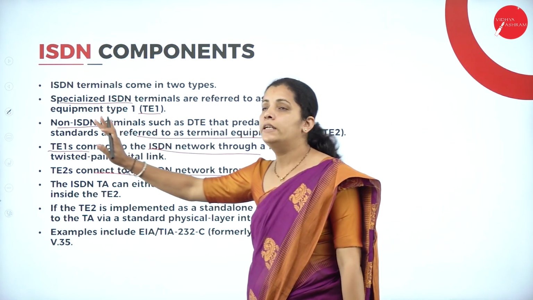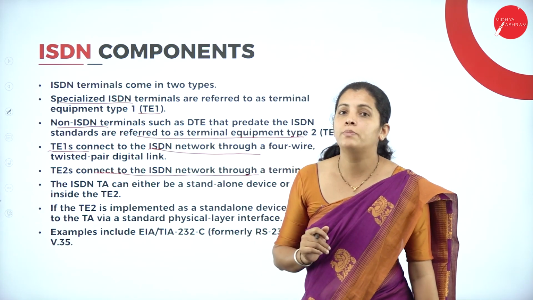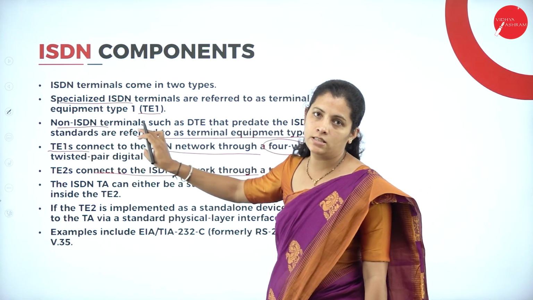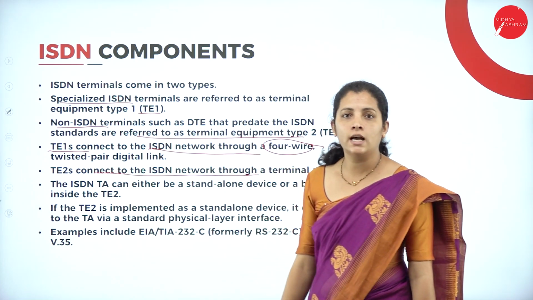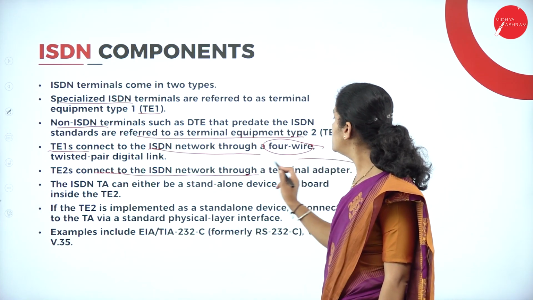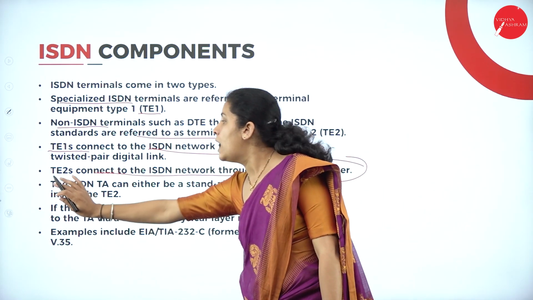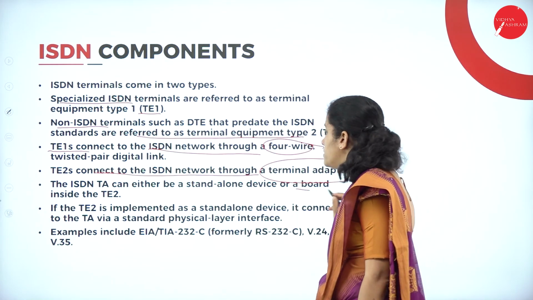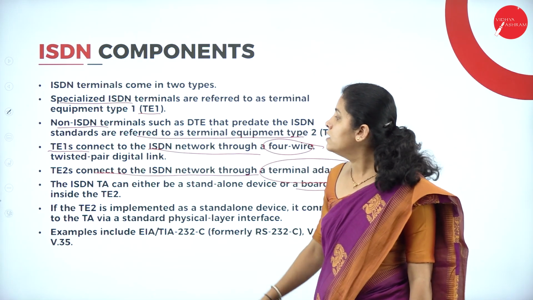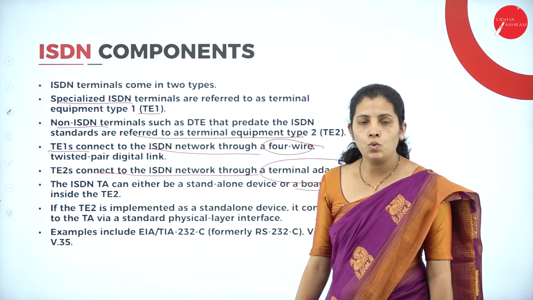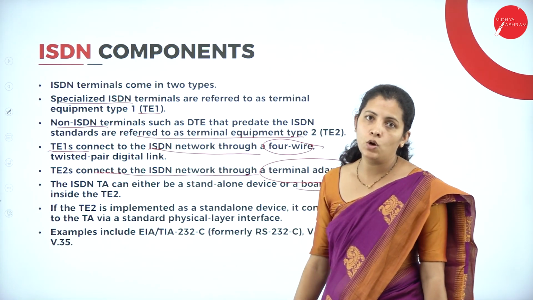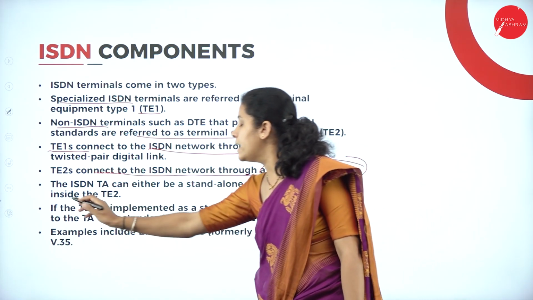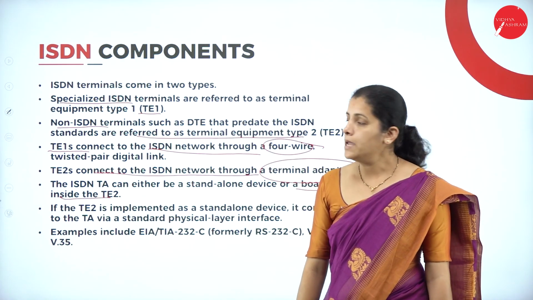That means in TE1, the connections are established by using 4-wire twisted pair digital signal, whereas in TE2, the connections are established by using a terminal adapter. So the ISDN TA can either be a standalone device or a board inside the TE2. That means whatever terminal adapter we have, it may be a standalone device or an inbuilt device, that is, a board inside the terminal equipment type 2.